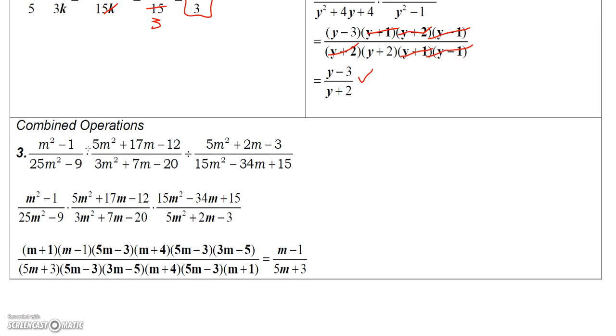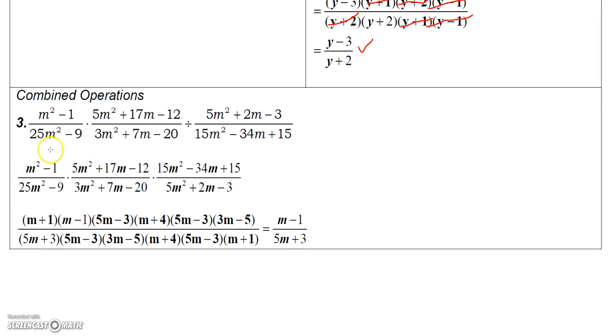Now, I'm going to end this with one where you have three rational expressions, and notice we're multiplying the first two, and then the second one we're dividing. So what I want to do first, before I do anything, is go ahead and flip this one over, since this is the one that we're dividing by. So I'm going to flip it over. If you'll notice down here, I flipped it over, and then I changed this to multiplication.